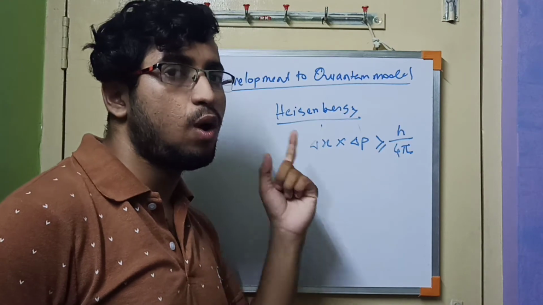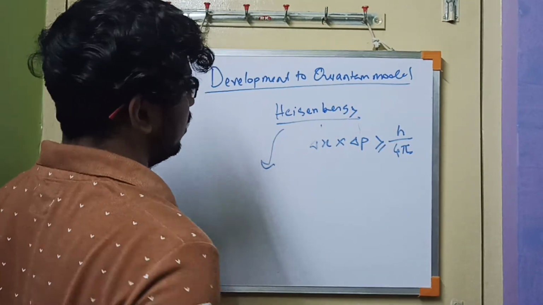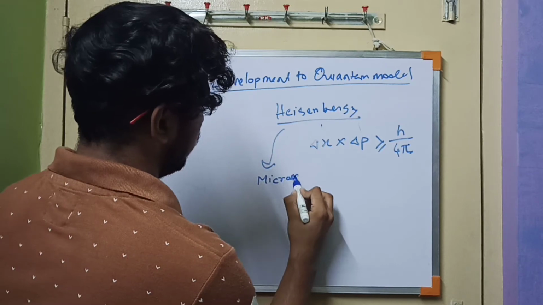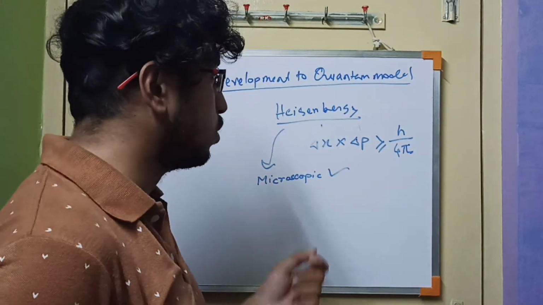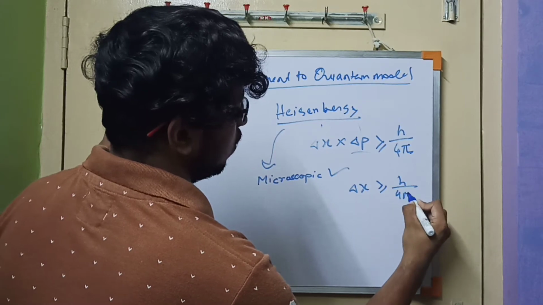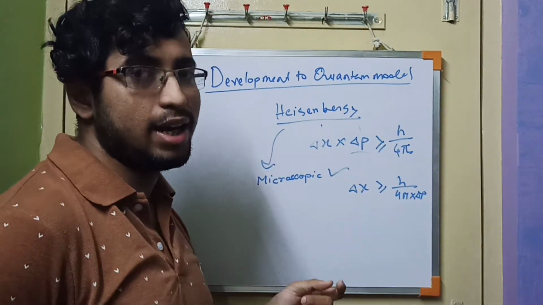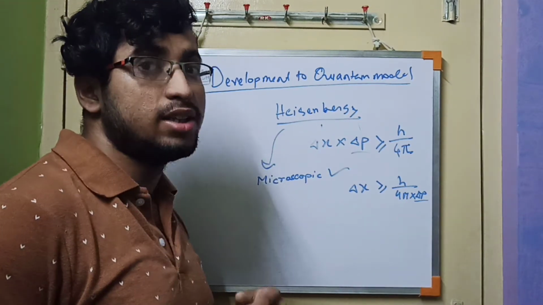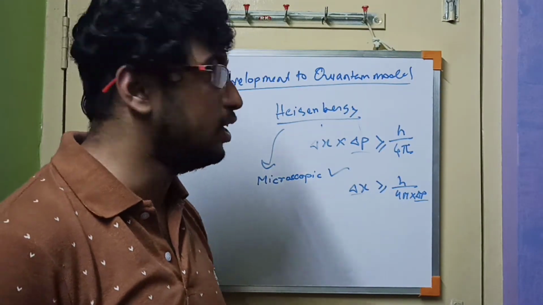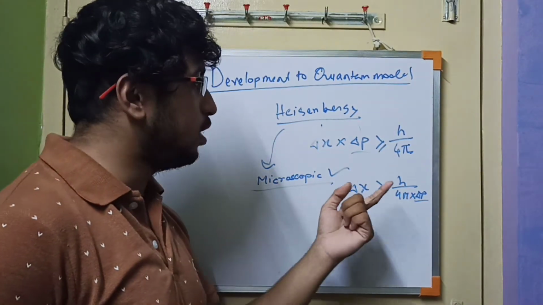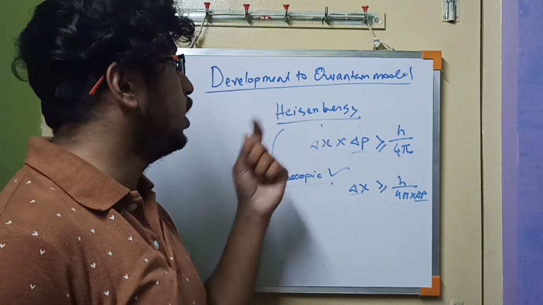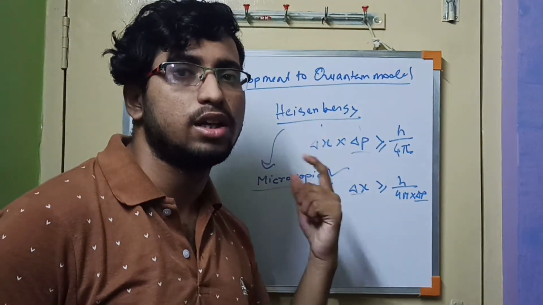But this postulate also has a limitation: it is valid only for microscopic elements. For microscopic it is valid, for macroscopic it is not, because if we take delta p to the right hand side, if the mass is much greater, delta x will be much smaller. A smaller value of uncertainty we can avoid easily. If the particle is microscopic, the delta x value will be larger, where the uncertainty value is larger, and the Heisenberg uncertainty principle is correctly valid.